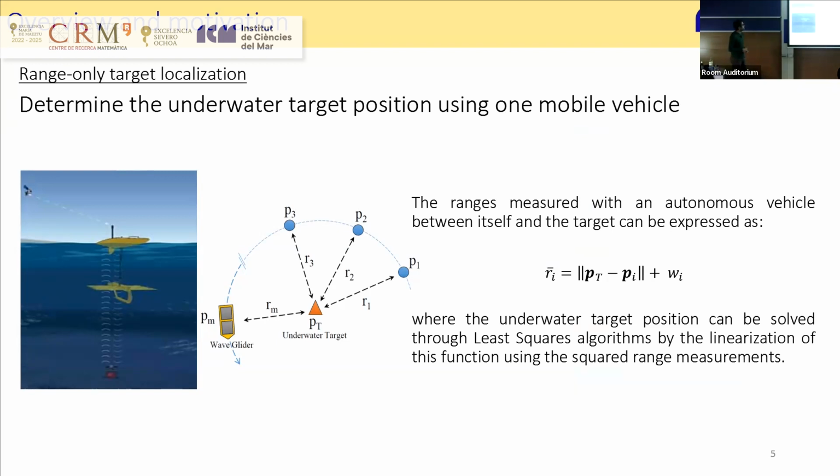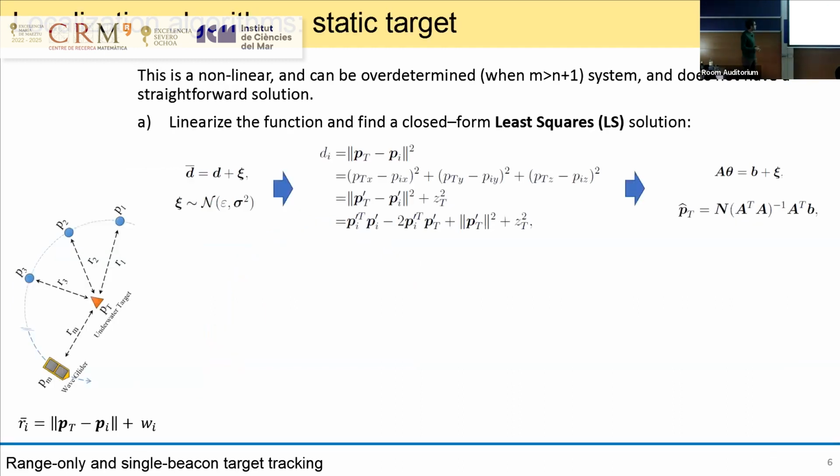To solve these things, we work with a method that we call range-only target localization, where we only use information about the distance between a surface vehicle, an autonomous surface vehicle, and the target that we want to localize, because the range can be very accurate and we avoid all the errors that we have with the angles. Basically, what we need to do in order to estimate the position of the target is to conduct some kind of movement around the target in order to receive distance information at different points, and then apply some triangulation techniques in order to localize the target, as the GPS does on the surface.